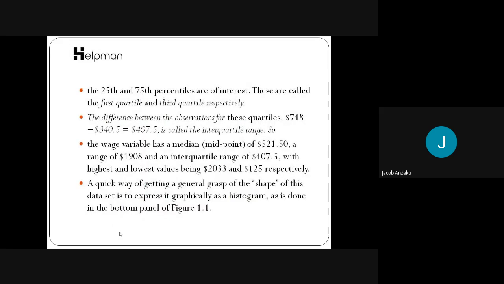Now, the 25th and the 75th percentiles are of interest. These are called the first quartile and the third quartile respectively. The difference between the observations for these quartiles, that's $748 minus $340.5, will give us $407.5, which is called the interquartile range. That is why we say the first quartile and the third quartile are important, because their difference gives us the interquartile range.